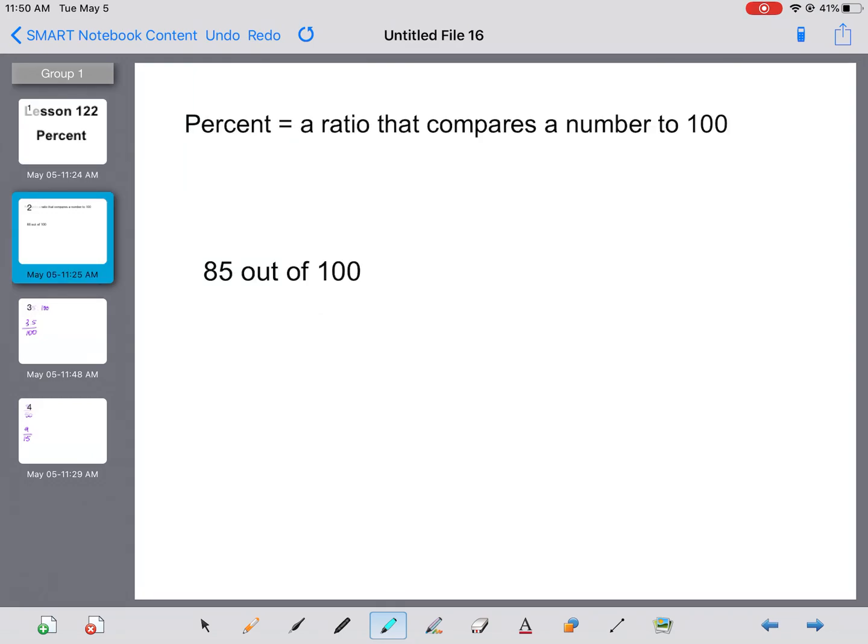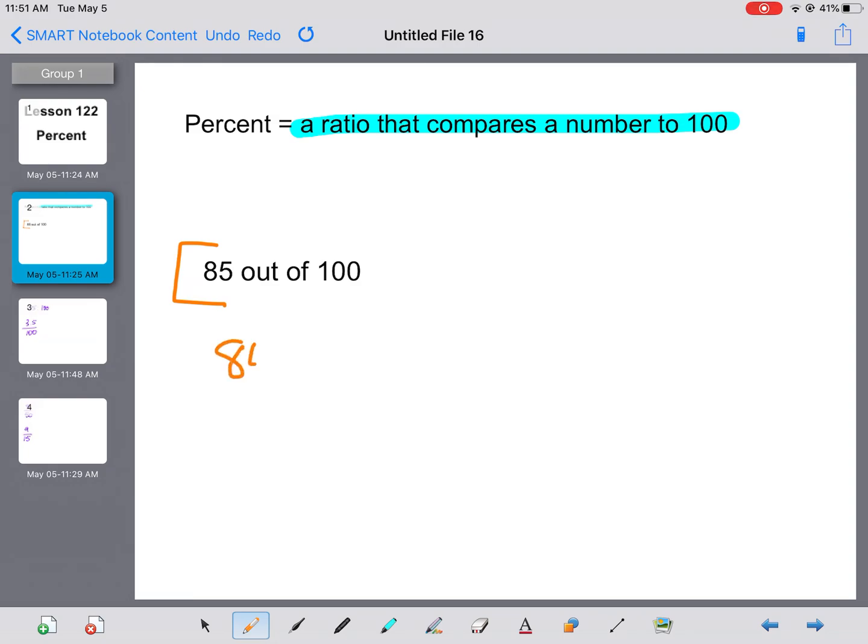Percent is simply a word for a ratio that compares a number to 100. So it has a lot to do with what we've been working with for ratios. If I gave you a test that was out of 100 points, which would be a very long test, and you got 85 points correct out of 100, that would be a ratio.